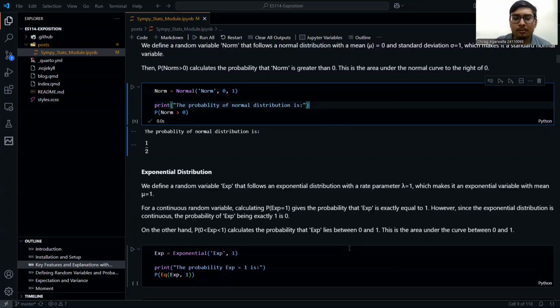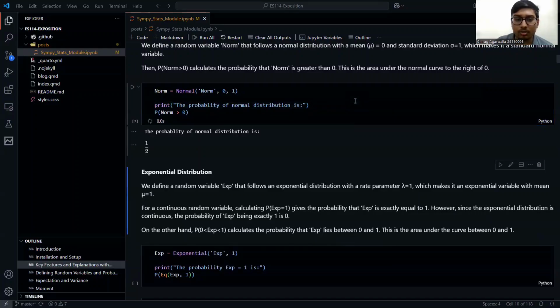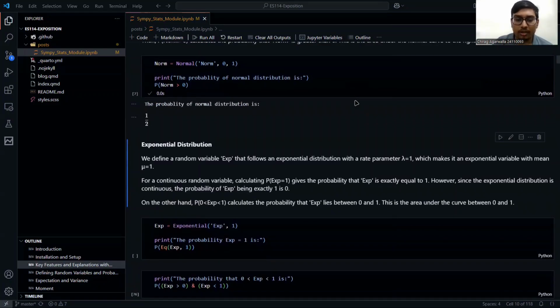One major advantage of SymPy Stats is its ability to compute probabilities exactly. Let's calculate the probability that norm is greater than 0. Here, we get half, which is correct, and unlike numerical methods, this gives us an exact symbolic result, making it useful for theoretical analysis.